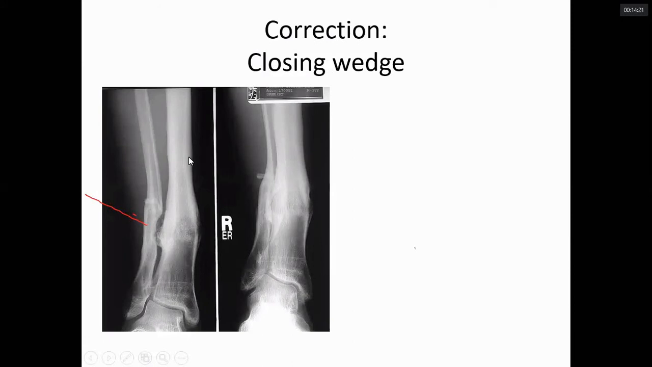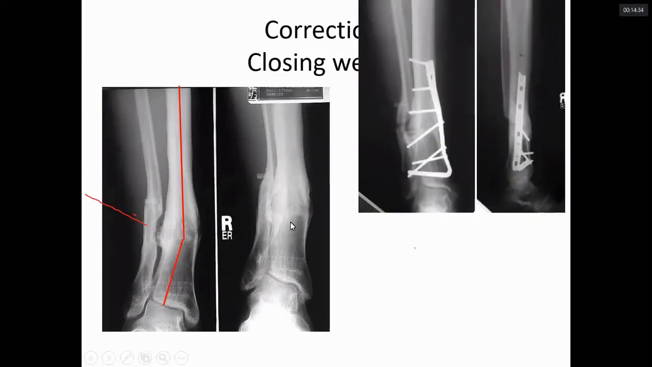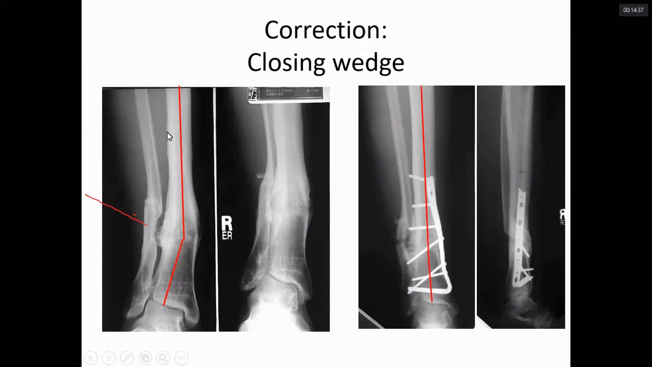So remember here. So this is an angulation here. Closing wedge means you cut a triangular bone. You take out this piece. You move the fracture here. So again now the fracture will be aligned. So if you see, so this much angulation. Now the fracture is nearly aligned, and now you fix with a plate. So this is a closing wedge osteotomy.